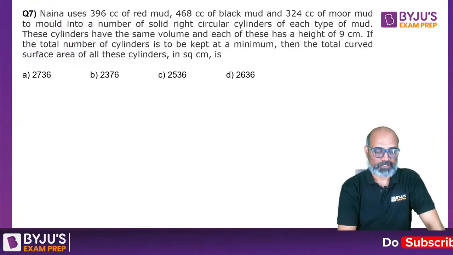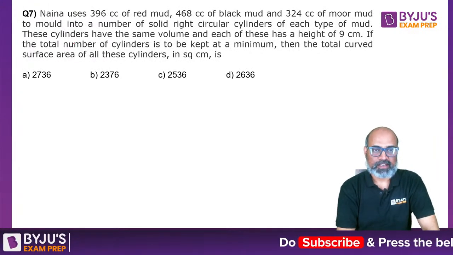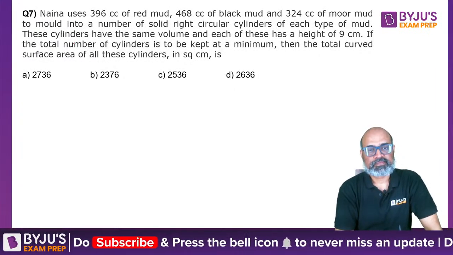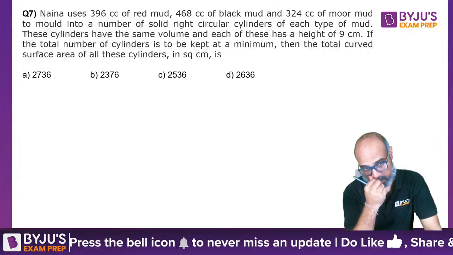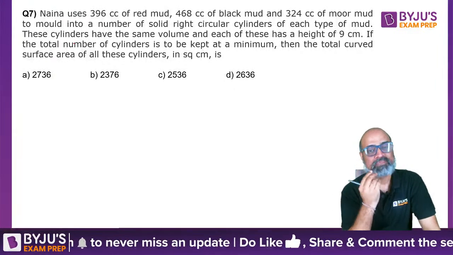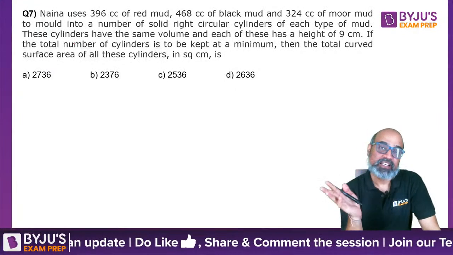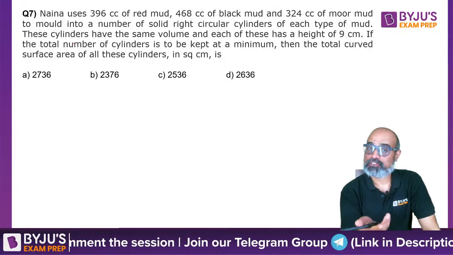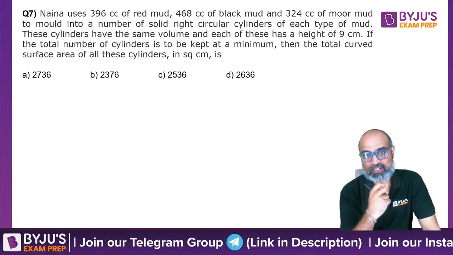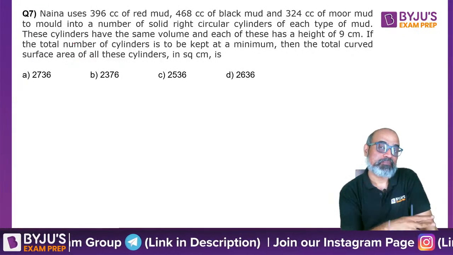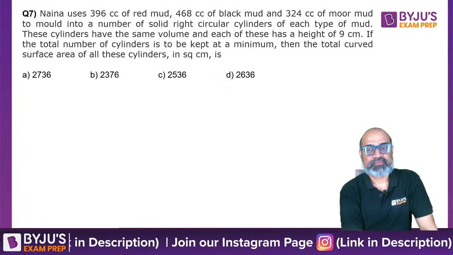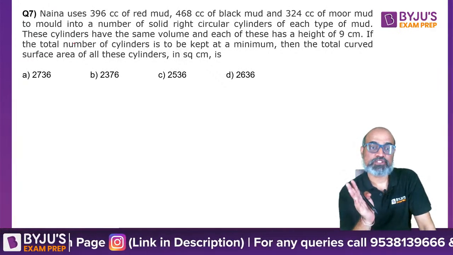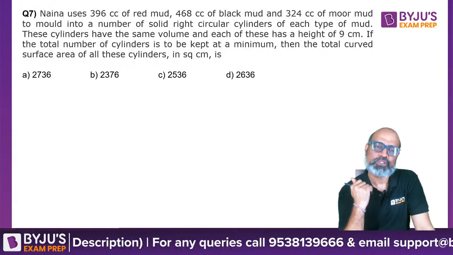Yeah, so back to this question. We need cylinders with same volume, and each of these has a height of 9 centimeter. Total number of cylinders has to be kept at a minimum. Then the total curved surface area of all these cylinders is. So our target is to find the number of cylinders. We will calculate total surface area later on.